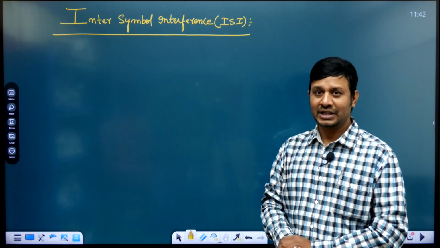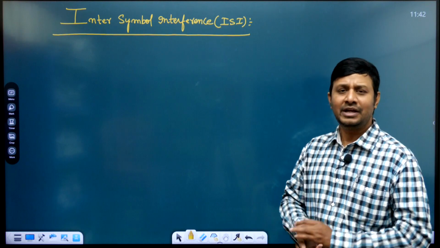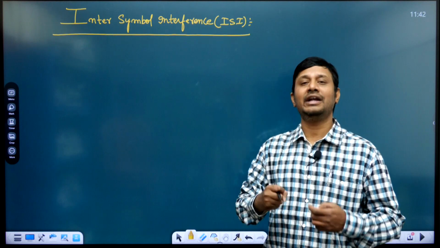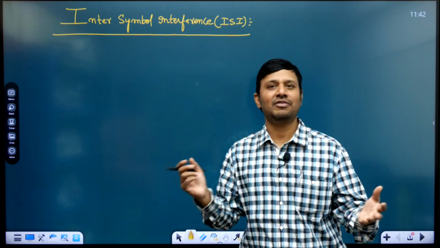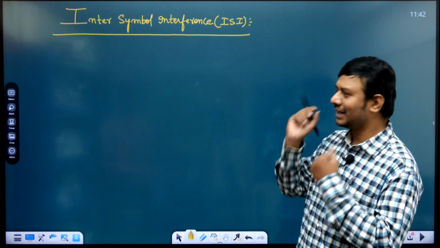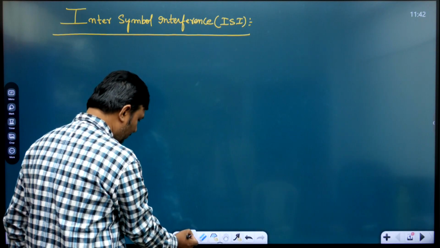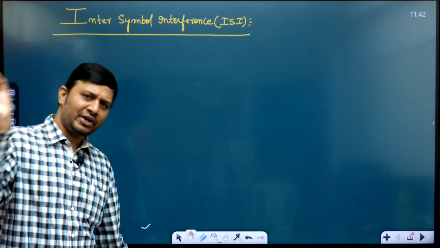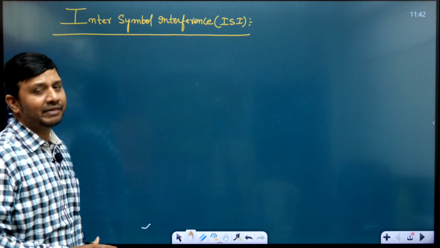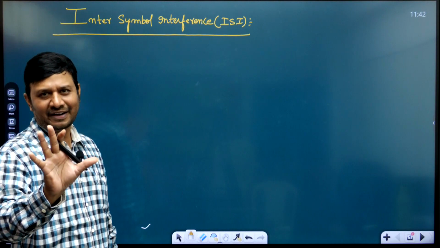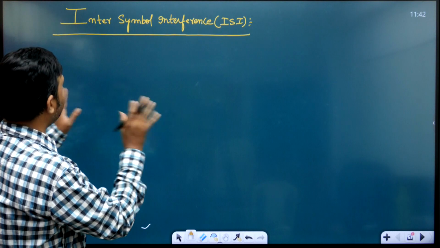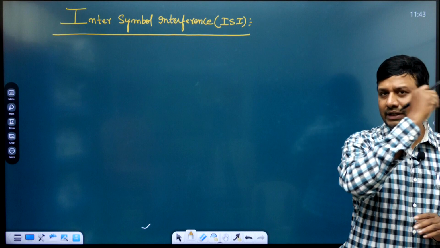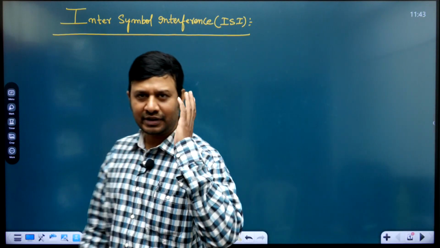But my dear students, in SAIMEDHA Koti Hyderabad, any topic is discussed from the roots, and there is no limitation to the number of hours also. So let's start the topic. If you have not heard of this inter-symbol interference also, you can understand. What is this inter-symbol interference, why is this coming, and how to avoid this inter-symbol interference, we are going to discuss now.